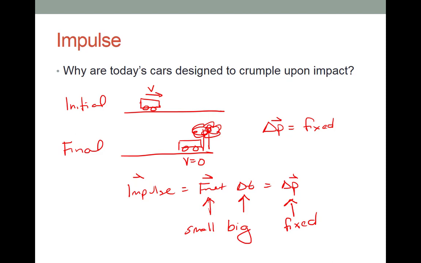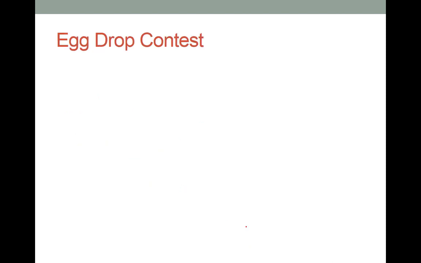Another good application of the concept of impulse is an egg drop contest. So remember, the point of an egg drop contest is you start at some height and you come down to the ground and you put the egg in and you want it to survive the impact. Just as we saw with the car example, the change in momentum here is going to be fixed. Remember, change in momentum is mass times the change in velocity. Well, when it hits the ground, velocity has to go to 0.